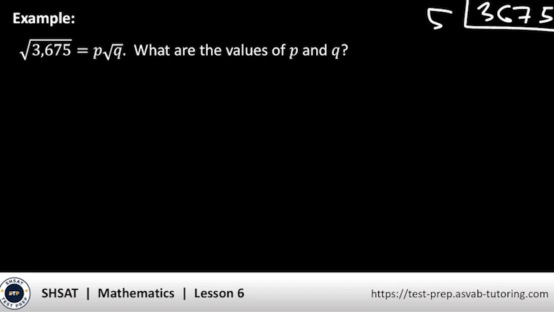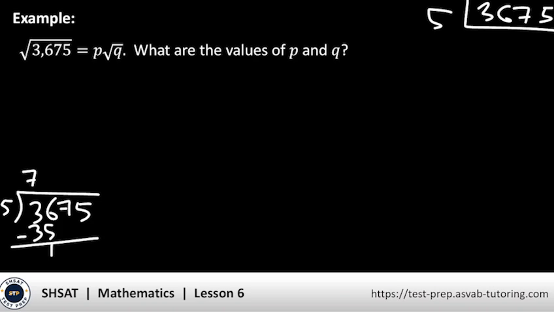So if you want to, you can do this individually, separately somewhere else, okay? I'm just going to write it here. 3675. 5 times 7 is 35. So that's 17 here. 5 times 3 is 15. Then you have 25, so 5 times 5. So that gives me 735, right?